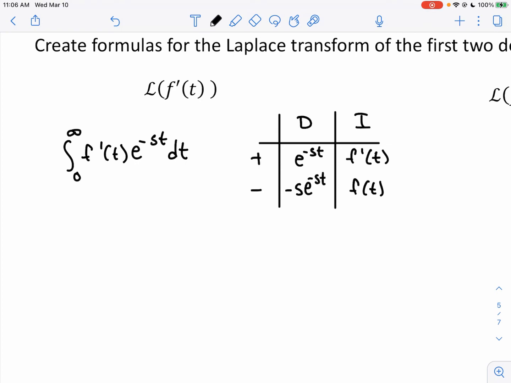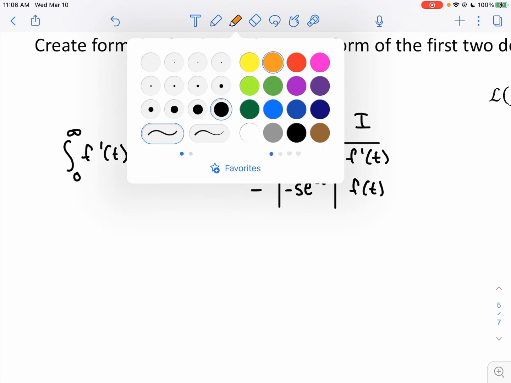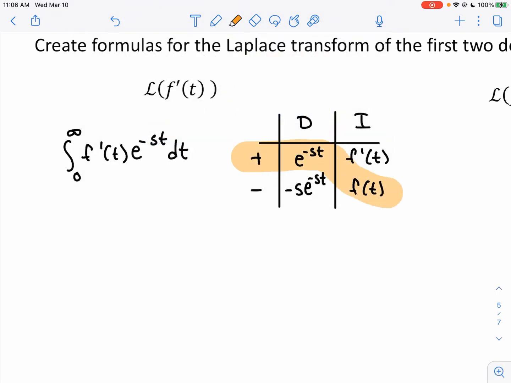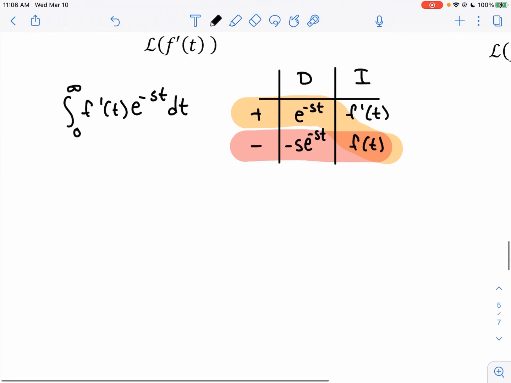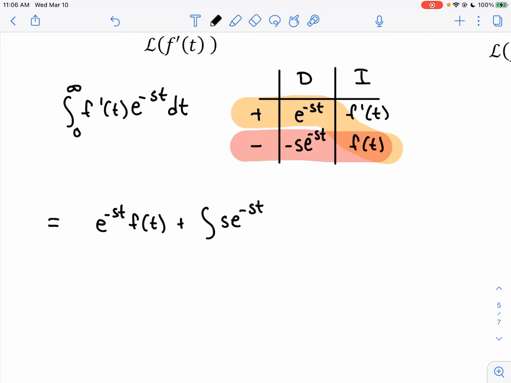And then we have plus minus. And now we do a diagonal product, and then a horizontal product of these entries, and that gets integrated. So looking at what was highlighted in the orange, we have e to the negative st times f of t, and then we're going to do minus, well, looking at the red product, we have a negative and a negative, so it's going to become plus, and then an integral of s e to the negative st times f of t dt.